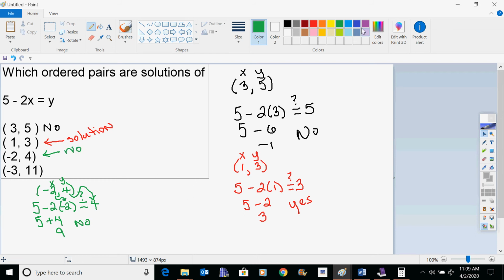So we have just one more to check. I want to check this -3, 11. 5 minus 2 times -3. We're finding out, does that equal 11? 5 plus 6, because minus negative makes plus. Hey, it equals 11, so that means yes, -3, 11 is a solution.